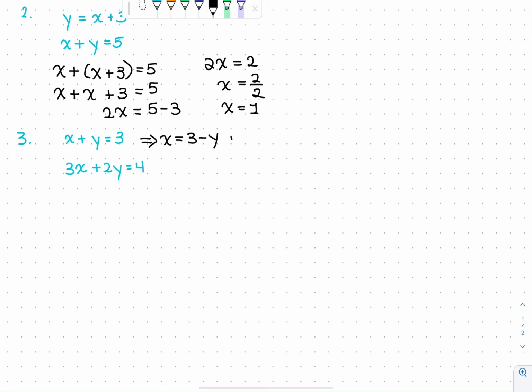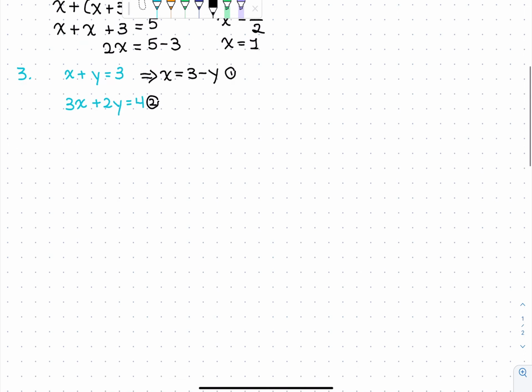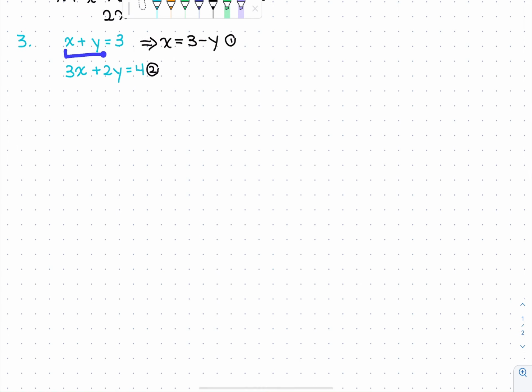So this would be like my first equation, and this would be like my second equation I'm using. Just remember, these are the same thing. I just simply rearranged them. And now I can plug in 3 minus y as x, plus 2y equals 4. I can distribute this 3 through the brackets.